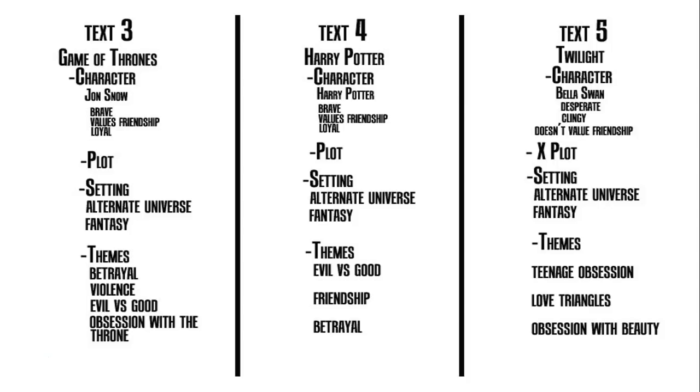And then in detail, under that main point, you'll see the other main points that you can find in the text itself. For example, Jon Snow, we know that he's brave and values friendship and he's loyal. The same can be said for Harry Potter. You can't say the same thing about Bella Swan. You also see plot in text 3 and text 4, but there's no plot in text 5 because Twilight has no plot. Then you have setting in all 3 texts, and you have themes in all 3 texts as well. And you'll see that some themes are different, some themes are quite similar to each other.